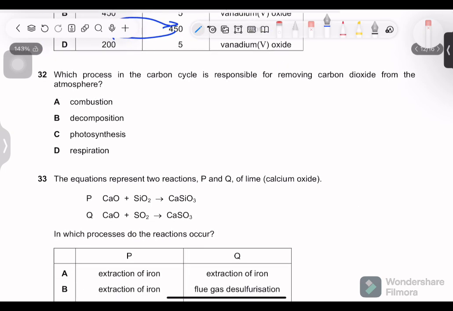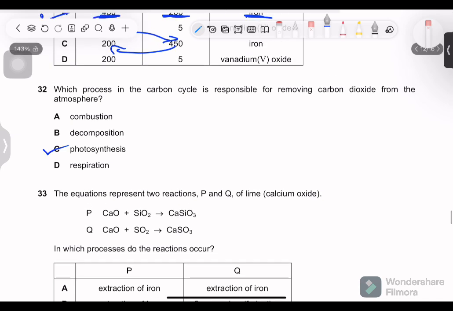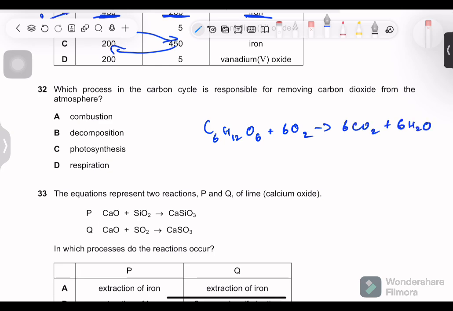Which process in the carbon cycle, this is no longer in your syllabus directly, is responsible for removing carbon dioxide from the atmosphere? So we know this is photosynthesis. Photosynthesis is in your syllabus. Sorry, my bad. The equation I wrote, C6H12O6 plus 6O2 to produce 6CO2 plus 6H2O, is not photosynthesis, this is respiration.